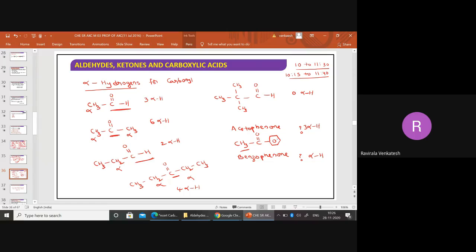Here we don't have any, because if you observe the structure, how many bonds are there at this carbon? 1, 2, 3, 4. Therefore there are no hydrogens on this carbon, so it is having 3 alpha hydrogens. Now what about benzophenone? 0. It is having 0 alpha hydrogens. Now I think everyone understood what alpha hydrogen is. Everyone understood alpha hydrogens? Yes, sir. Right. Now we'll move to the concept.